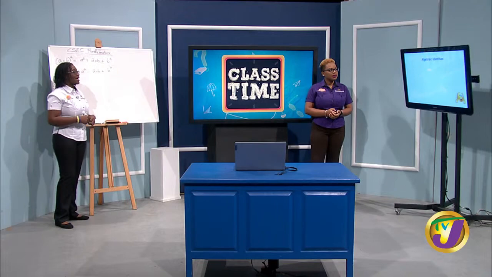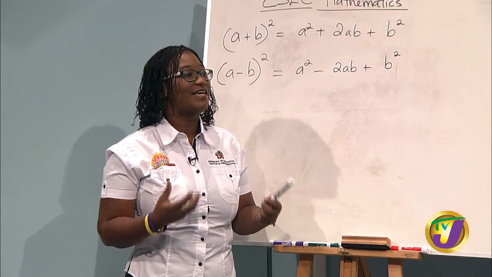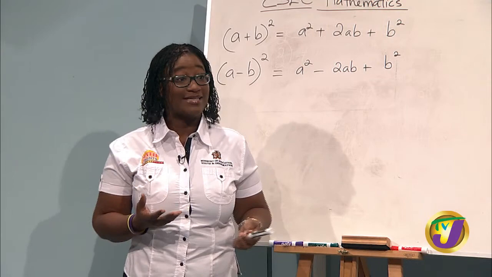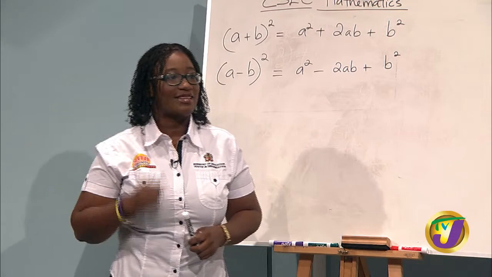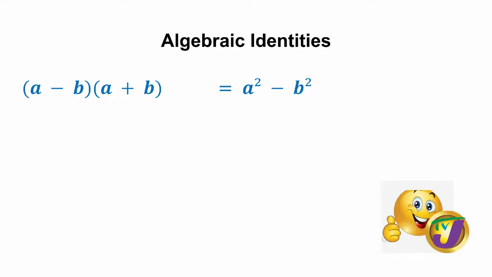Just before the break, we spoke about the proof of the difference of two squares. And so we want to expand what's on the left-hand side of that particular identity and see if it gives us what's on the right-hand side. I think we're just about there now, and we are ready to go. So walk us through that expansion of the left-hand side, Latoya. All right, so just like before, we're going to be expanding the left-hand side to prove or disprove if it is actually equivalent to a squared subtract b squared.